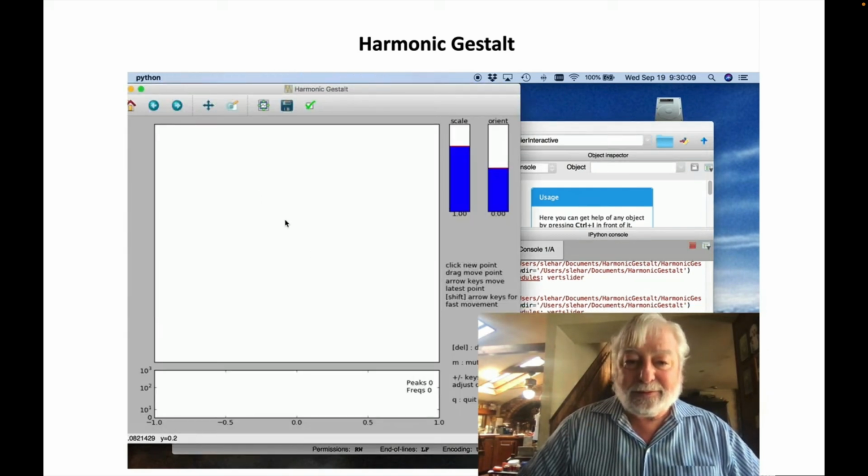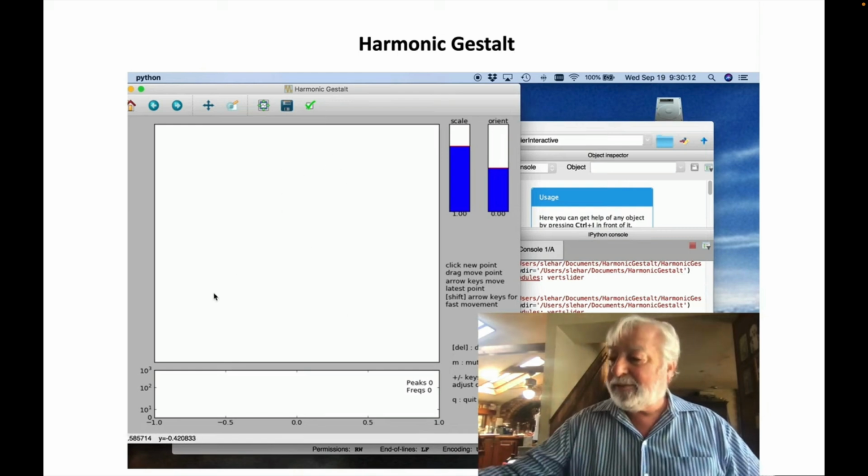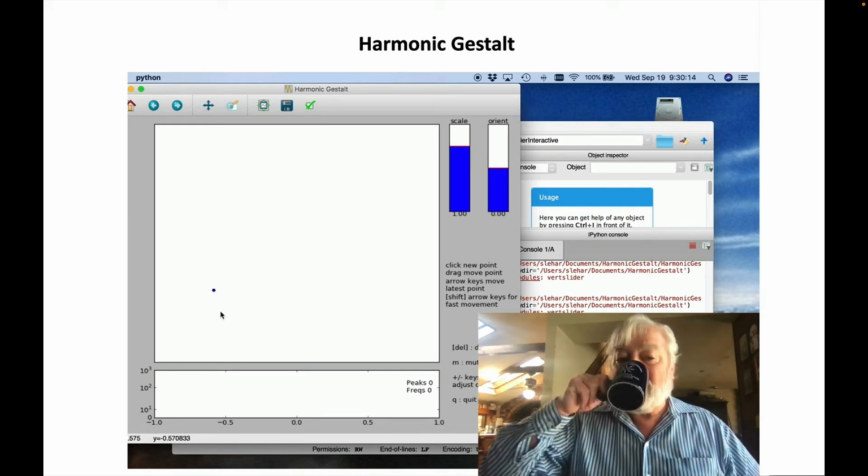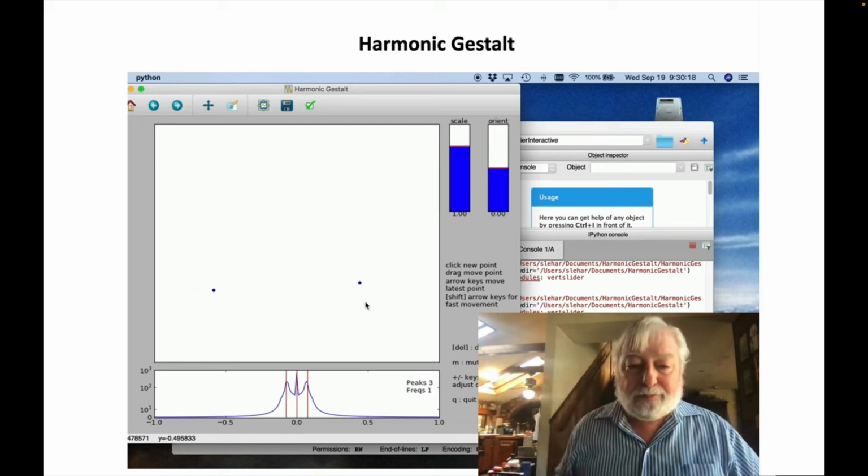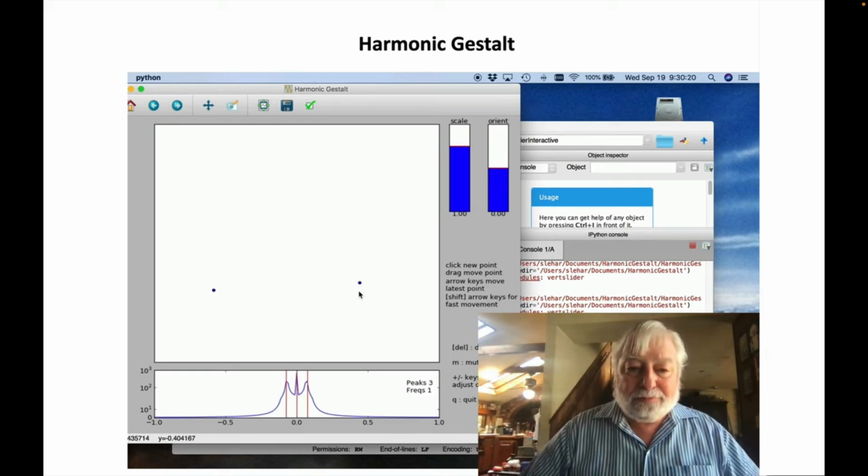It presents a stimulus screen. If you click on the screen, it produces a stimulus point. If I put on another point, we get a musical tone, and the frequency of that tone is a function of the separation between the 2 points.